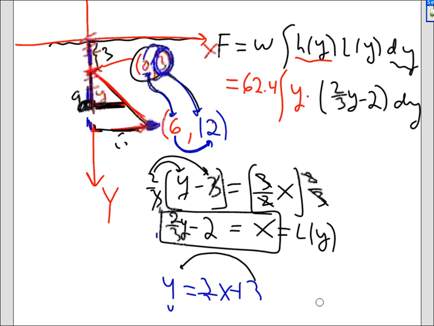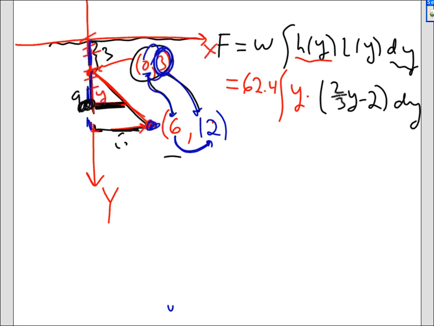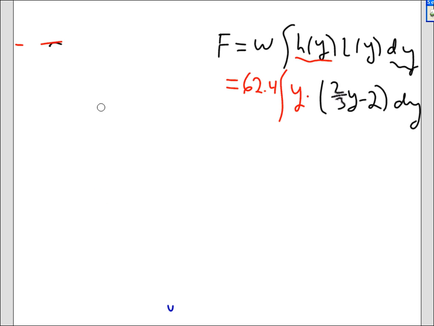So I found h of y, which is, in my opinion, always get it to be y. And L of y is a little bit harder. The whole job is to find L of y. Now, what is y going from? Since I drew on this picture so much, let's draw it again. Let's find out what y is going from.